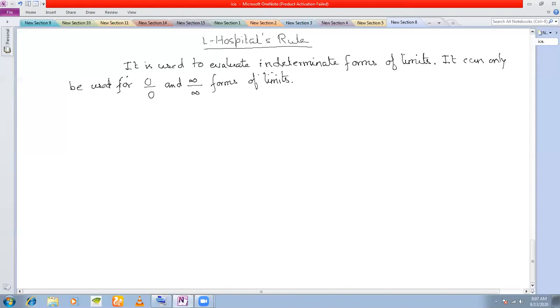0 by 0 and infinity by infinity are just two indeterminate forms of limits. Okay, there are other indeterminate forms. What do you do with other indeterminate forms? Let's see what they are.